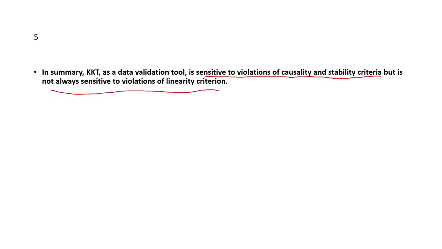This should be clear. That means if the system is sensitive to causal or stability behavior, it will be flagged as KKT non-compliant, but linearity is difficult for KKT to analyze.